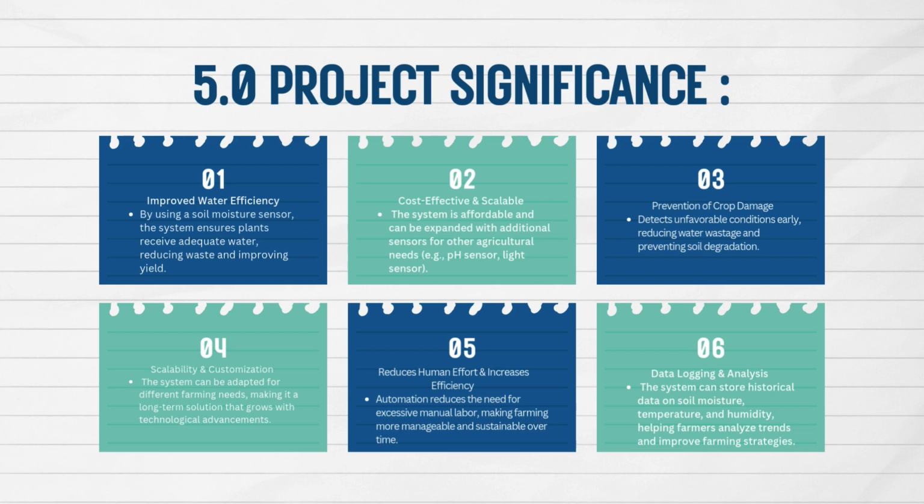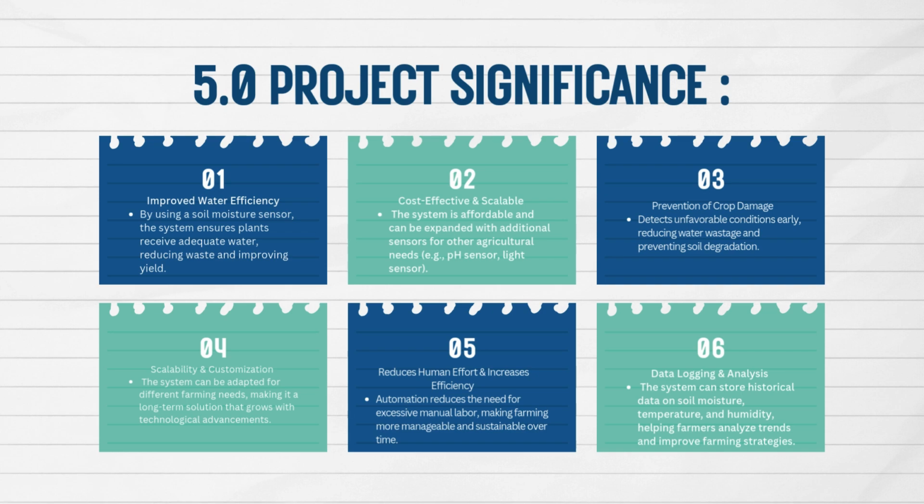Next, scalability and customization. The system can be adapted for different farming needs, making it a long-term solution that grows with technology advancement. For example, a vegetable farm may require soil moisture monitoring, while a hydroponic farm may need pH and nutrient level sensors. A large farm can integrate weather predictions, application programming interface for advanced climate monitoring.